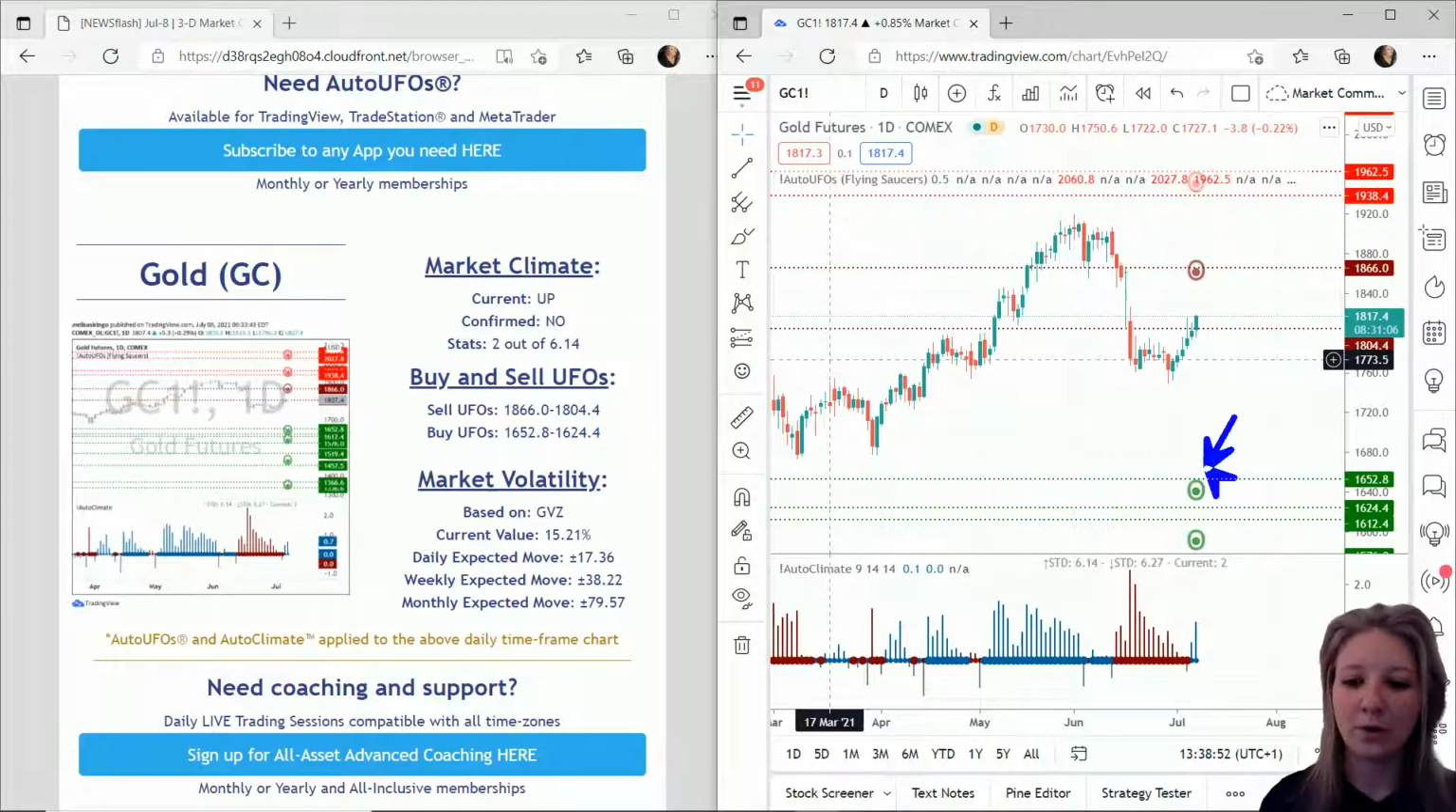We've got buy orders quite a way below us at 1652.8 to 1624.4. So again, overall with gold, probability neither way. We'd have to wait and see.